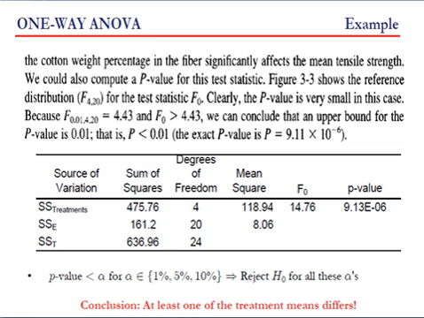So this means that if you change the cotton percentage, it is also changing the strength, or the tensile strength, of the fiber. Cotton weight percentage will affect the tensile strength of the fiber.